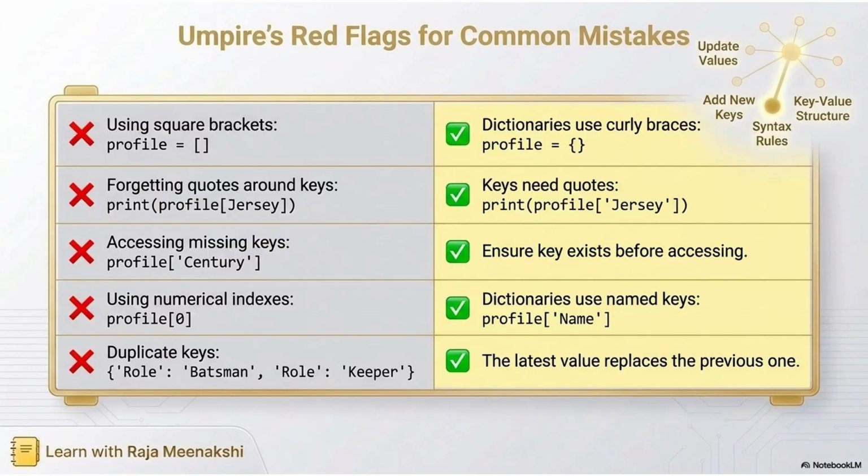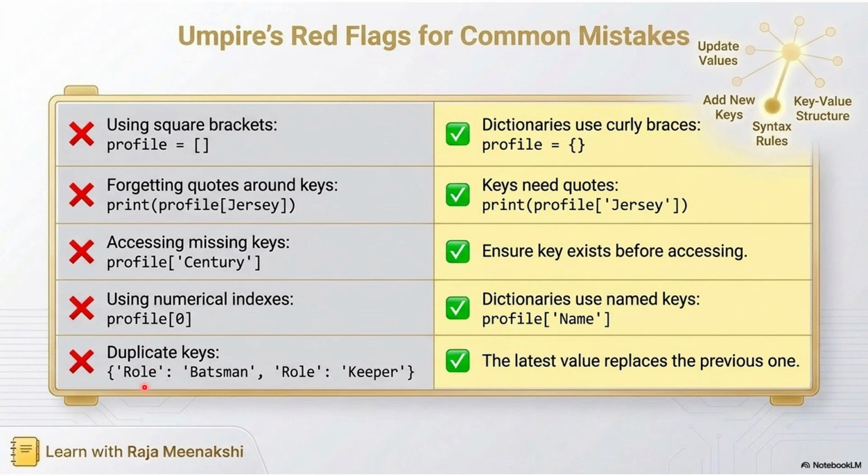Right? Yes. So what are all the common mistakes as beginners? First, using square brackets. Square brackets are for lists. For a dictionary, we should obviously go for curly braces. Then forgetting the quotes around the keys. Jersey is a string, so definitely you should give single or double quotes. Accessing missing keys: if century is not an existing key, it will say key error, that key is not present. Like that we will be getting an error. Using numerical indices is not allowed. We should go with named keys as the labels.